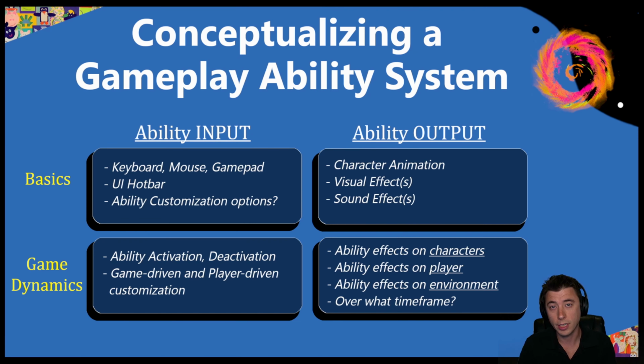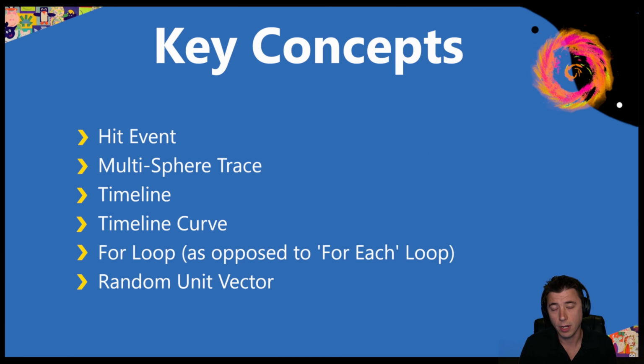In episode 26, we began talking about how to conceptualize a gameplay ability system, and this episode focuses on the top right quadrant and the bottom right quadrant, specifically with the decals effect on the environment. Here are the key concepts for today.